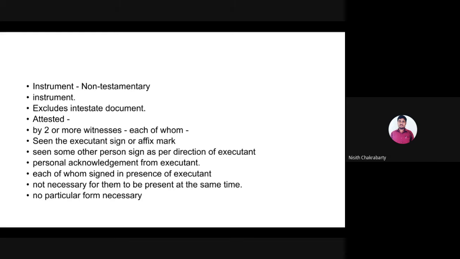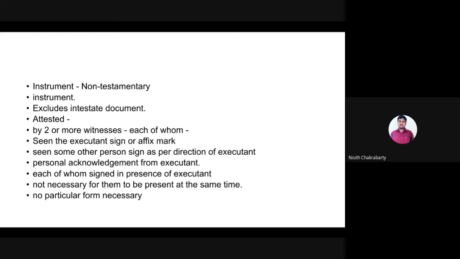Now comes the tricky part. What are the ingredients that are to be satisfied when you say that it has been attested by two or more witnesses? The first ingredient is that the two or more witnesses must have seen the executant sign. That means whoever is making the document, after he has made the document, must have put his signature, and that fact of him putting the signature must have been witnessed by the witness.